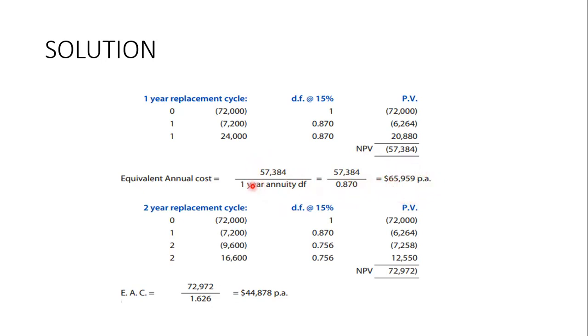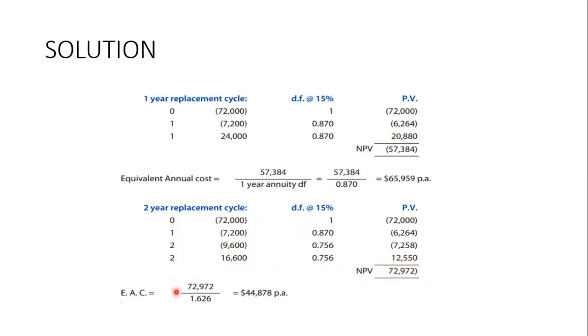So we do the same for year 2. If we decided to replace the machine in year 2, we would have incurred the cost of the equipment of 72,000, would have maintained it in year 1 at 7,200, and then in year 2, maintenance at 9,600. And then we sell it off at the end of the year, we would get 16,600, and then we calculate our NPV, and this is what we have.